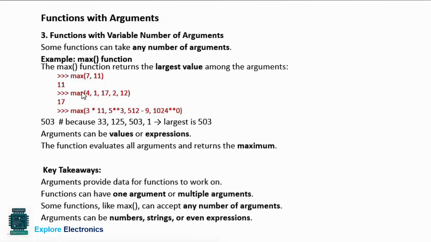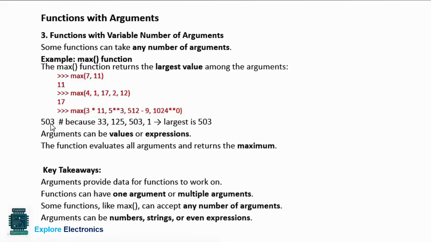In the example, maximum of 7 and 11 will return 11, because 11 is the larger value. Maximum of 4, 1, 17, 2 and 12 will return 17. Then maximum of 3 into 11, it will calculate it and give the result, not as it is. And 5 exponent 3. We can do any operation inside that function. And 512 minus 9, 1024 exponent 0. It will calculate the results and give the largest value among them.